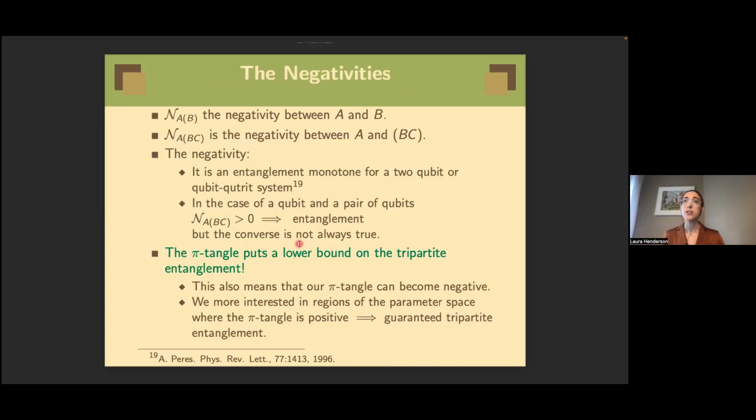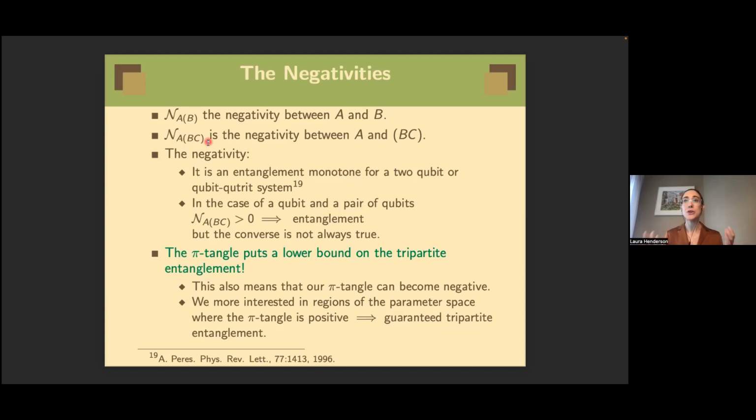And just a quick note on these negativities. As I said, A with B is the negativity between A and B, so that's 2 qubits. And A, BC, I'll be calling the tripartite negativity of A with the BC subsystem. So in this case, you've got negativity between 2 qubits, and that's an entanglement monotone. But in this case, you've got a qubit and a pair of qubits.